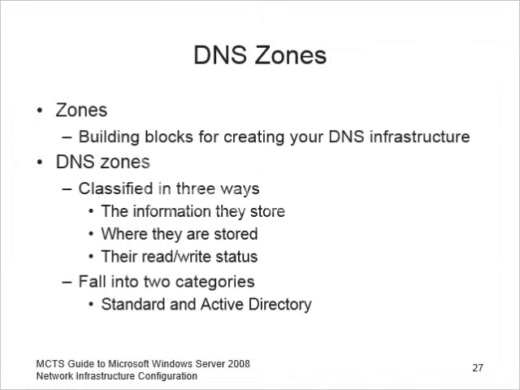DNS zones are classified by where they are stored, whether they are writable, and by what information they receive and return. Zones can be stored either in a text file or in Active Directory. When you configure a DNS server, you can configure it either with several zone types or with none at all. Depending on the role that the DNS server has in the network, you can configure these two options.